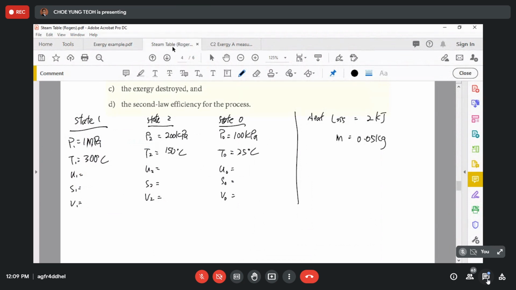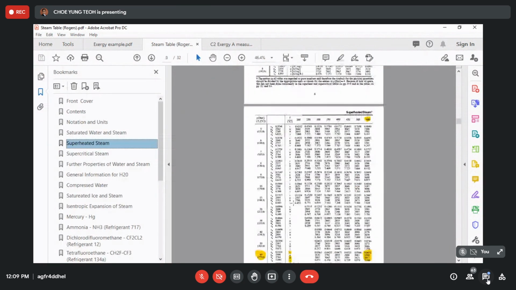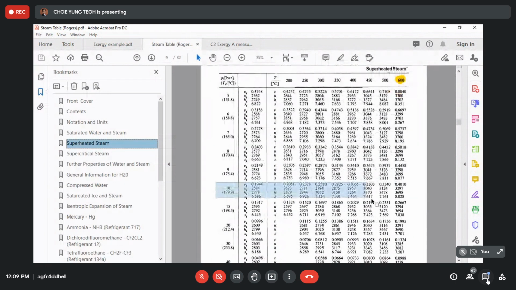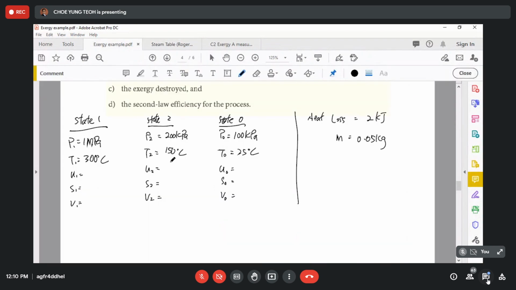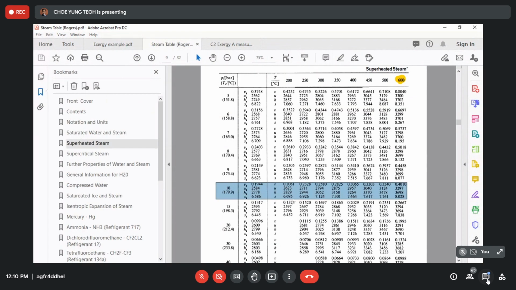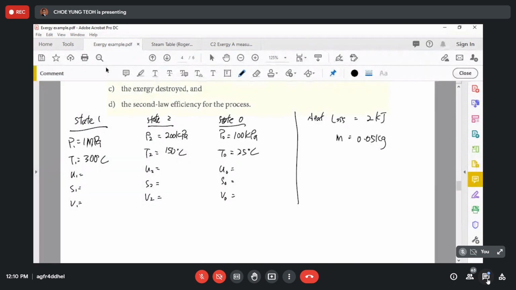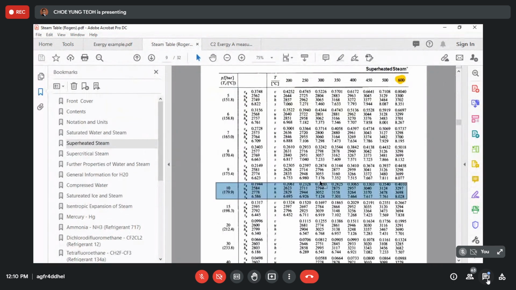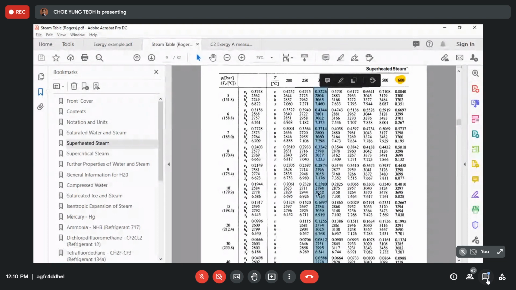1 megapascal is 10 bar, and 10 bar is over here. You can see that the first temperature range is from 200. Below 200 means that it's not superheated. So for this case, we have the temperature of 300. Our 300 is over here, so you get the value from here.